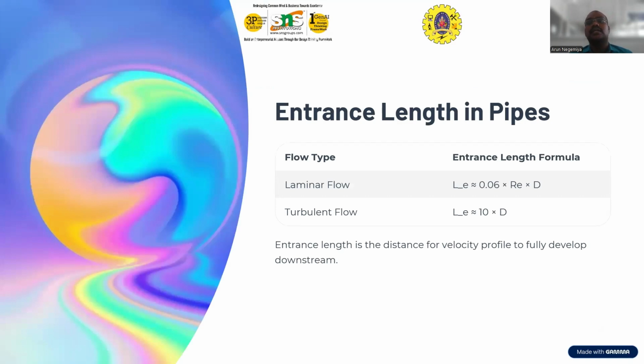In the Reynolds number experiment, we consider the entrance length in the pipe. In the entrance length, we take two different flows: the first one is laminar flow, the second one is turbulent flow. For laminar flow, we use the formula Le equal to 0.06 into Re into D. For turbulent flow, Le equal to 10 into D.